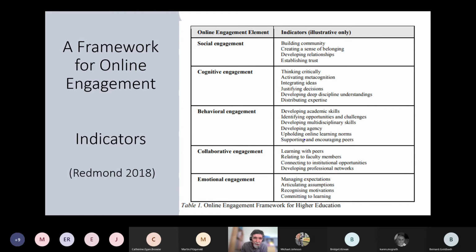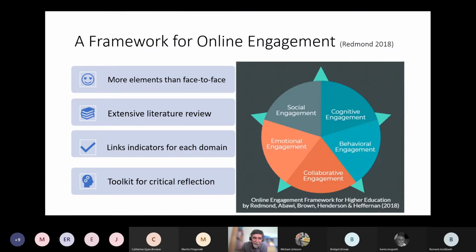So in terms of what you could do to foster that engagement, Redmond's study, just to go back, isn't just looking at the theory and summarizing it. It's meant really to be a toolkit for critical reflection. It's meant to provide you with an aid to carrying out work yourself, to improving the engagement, if you like. So it's really meant to be a practical resource rather than an academic exercise.